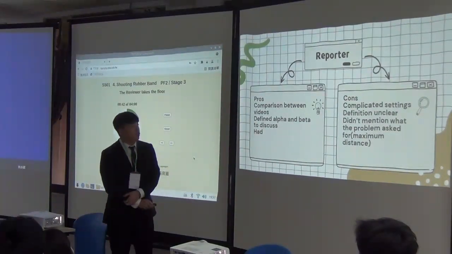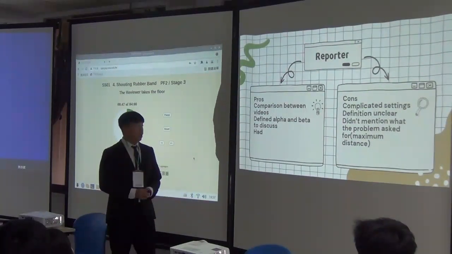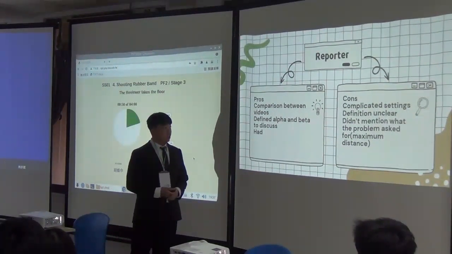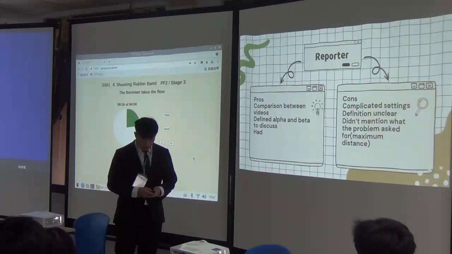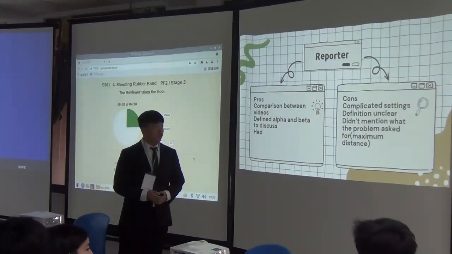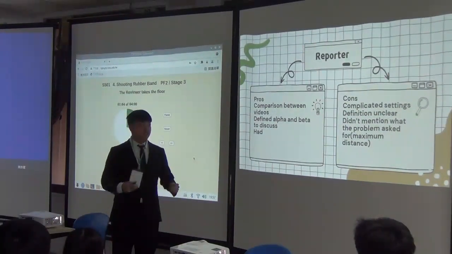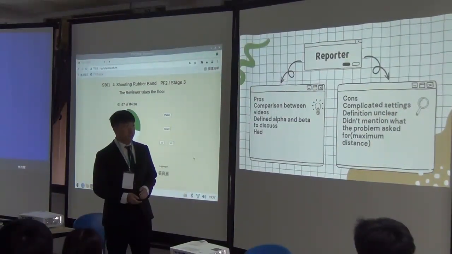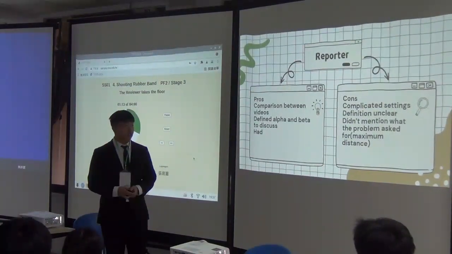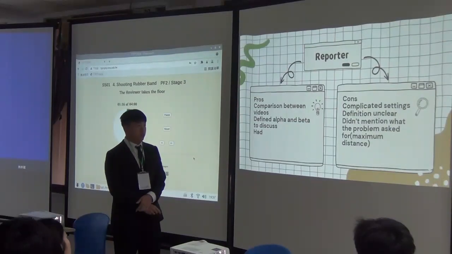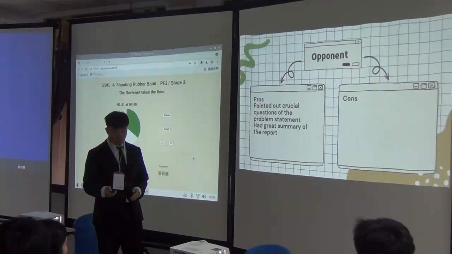Some pros for the reporter are that he has a comparison between the videos, and he defined alpha and beta to discuss, which is pretty new to us. And for some of the cons, I feel like they have too much complicated settings, and the definition is not really clear. They could have presented or shown it more clearly, and they didn't mention what the problem asked, like the maximum distance, which is what the opponent has mentioned.